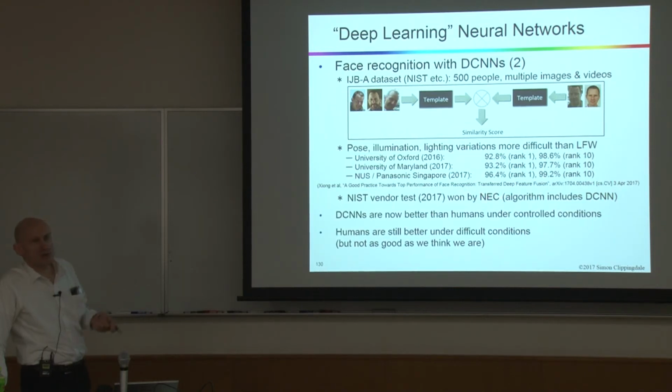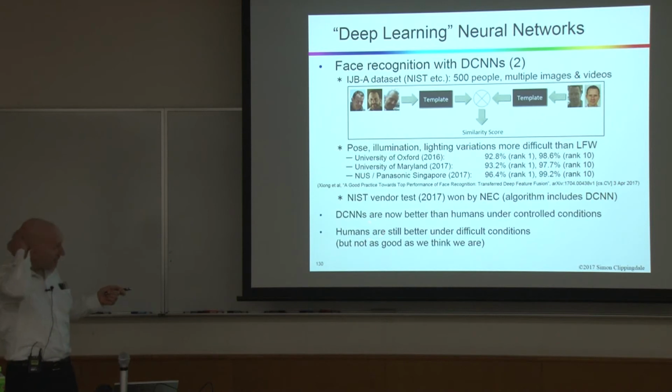NEC's recognition stuff is used in airports in Japan now for passport checks and when you do your fingerprints and face recognition when you fly through Narita or Chubu or Kansai or whatever, that's NEC's kit doing that. NEC have said that their new algorithm that won this year's NIST vendor test does include deep convolutional neural networks, but they won't say anything else about what's in there for obvious commercial reasons.